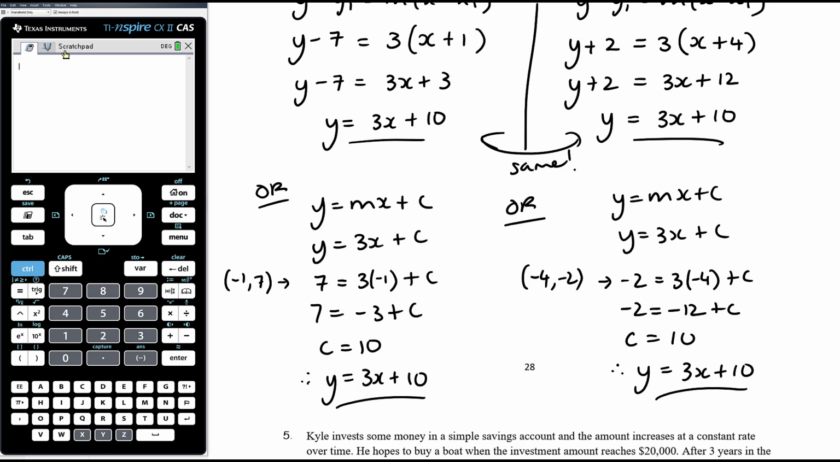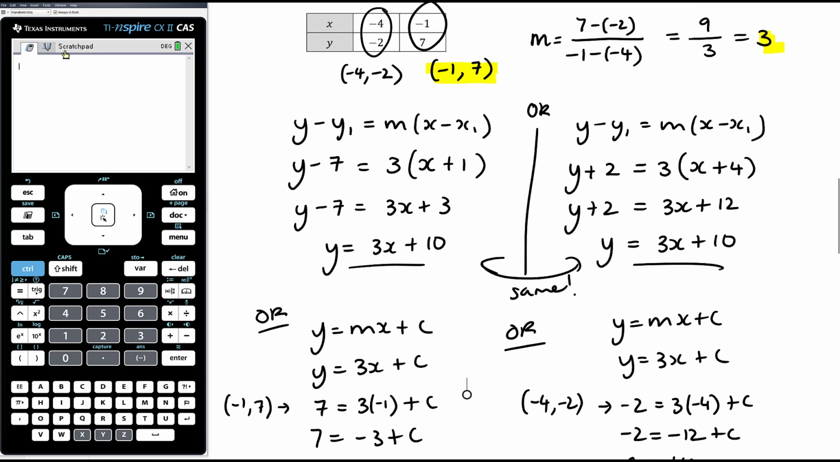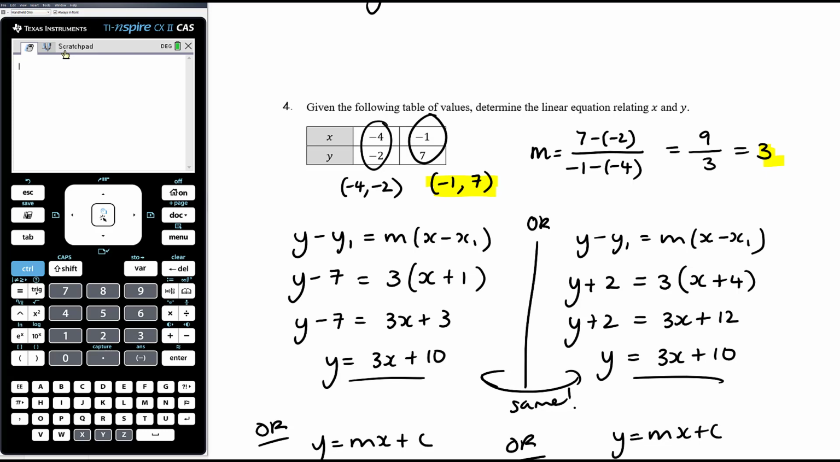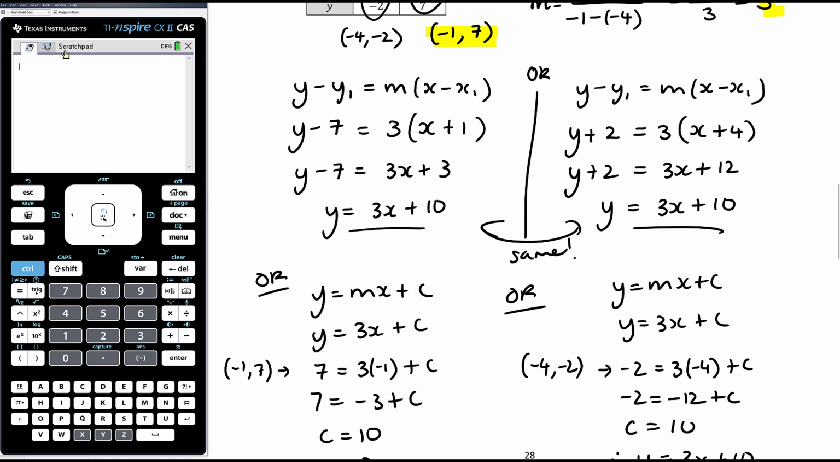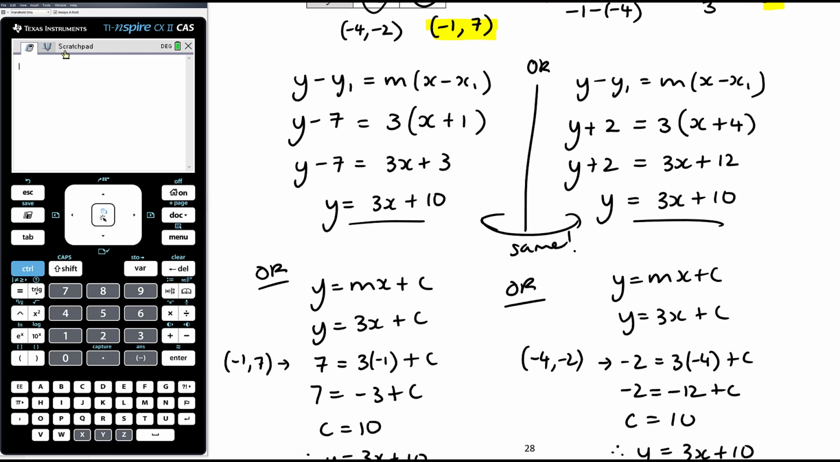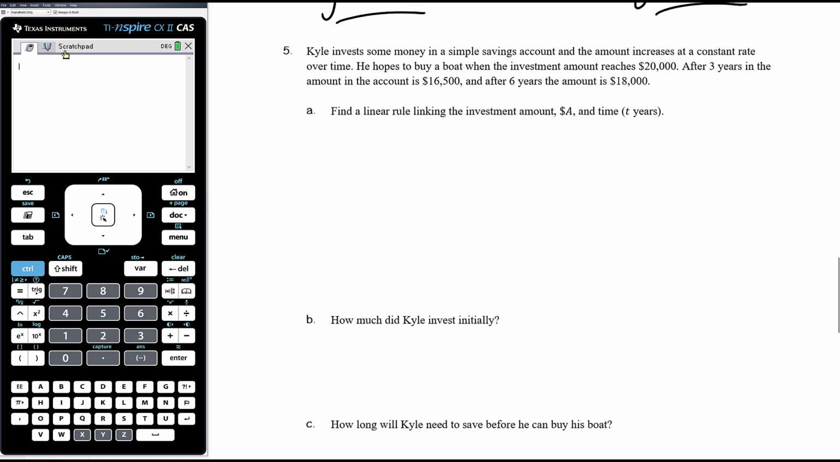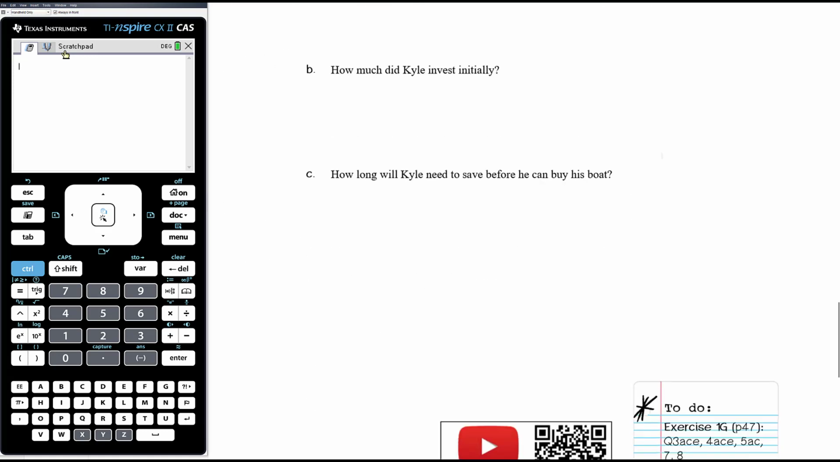4 different perfectly valid ways that all get to the same answer. I am not asking you to do it 4 times, I'm purely demonstrating here that whether you use point gradient form, and no matter which point you use, you're still going to get to the same answer. Similarly, if you use gradient intercept form, whichever point you use, you're still going to get to the same correct answer. Okay.